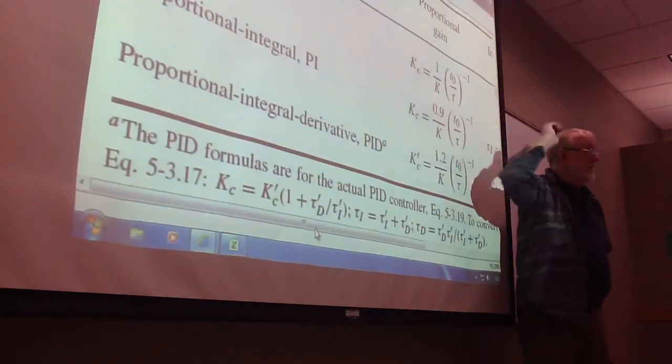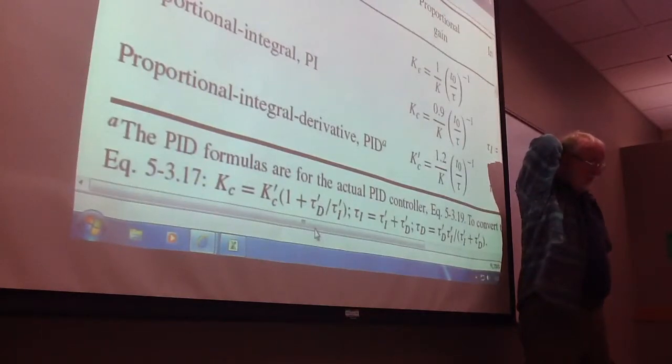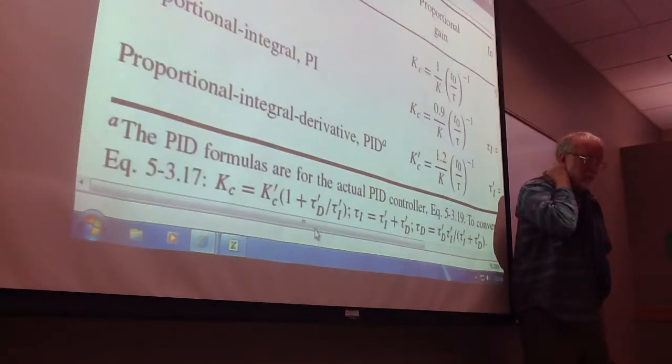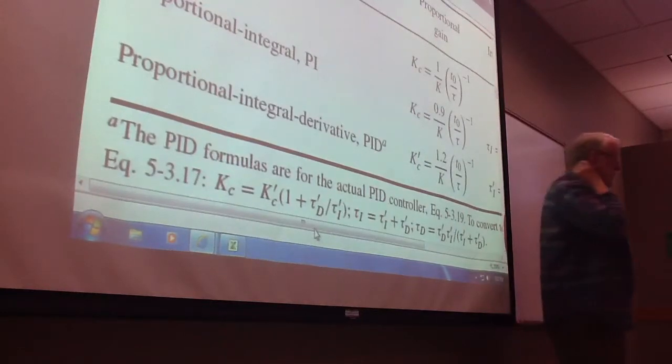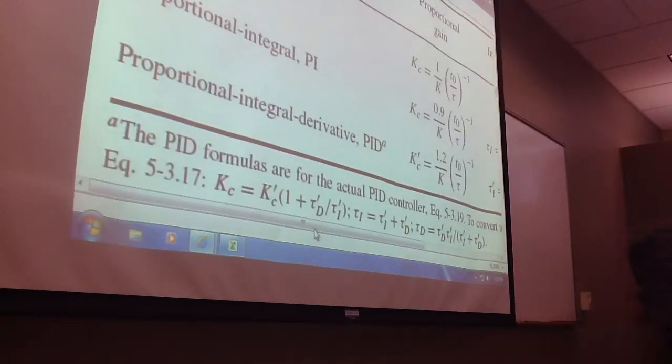What should I do? Somebody send me an email and say, Dr. Henry, why does Ogata not have a K in the denominator? And I'll see if I can figure it out and get back to you.